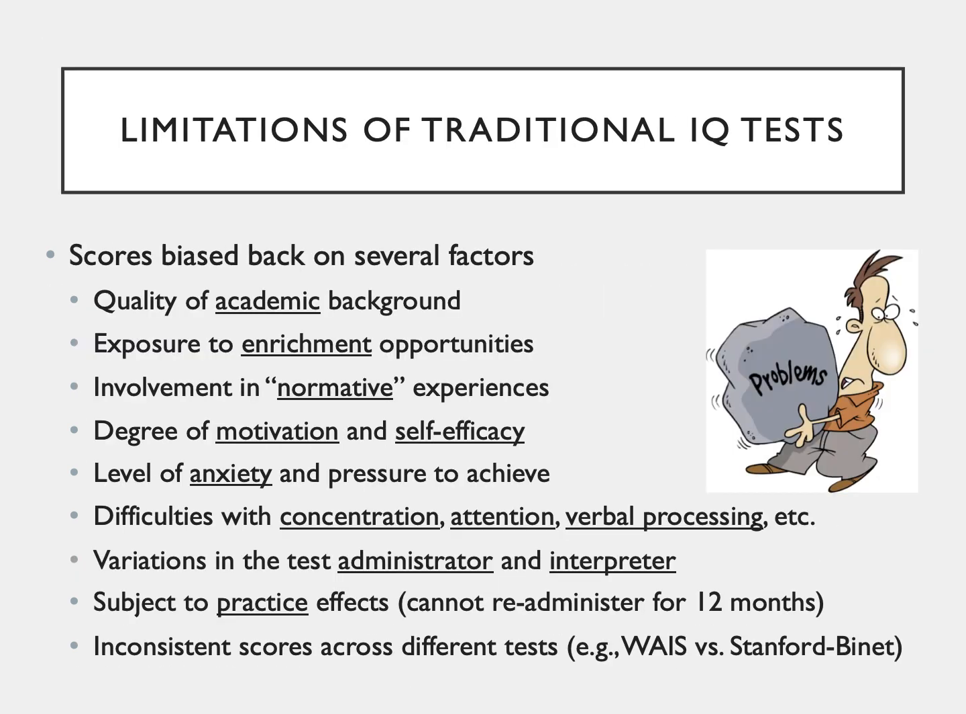There are many limitations of traditional IQ tests. Scores can be biased based on numerous factors. Some of these factors include differences in the quality of an academic background. For example, students who have gone to more privileged private schools that have smaller class sizes tend to get more academic knowledge and more academic rigor than students who are sharing their class with maybe 40 or 50 students at a time. Exposure to enrichment activities.